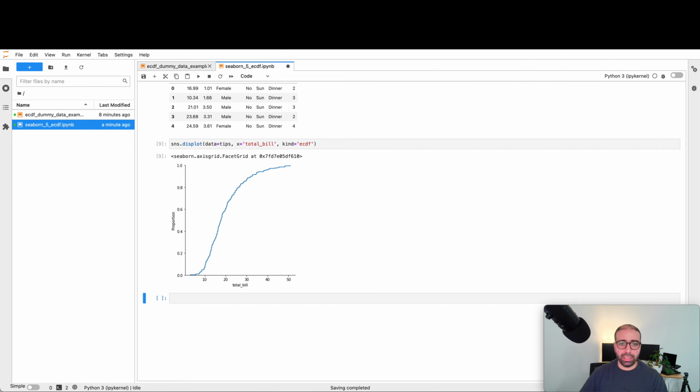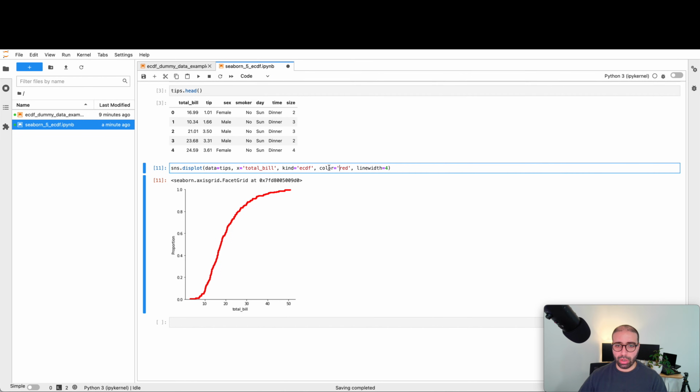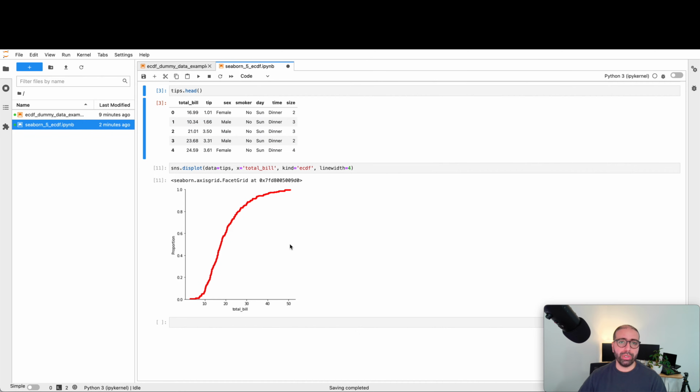Moving it back to ECDF, what are the things that I can change? Well, I can change the color to red if I wanted to. I can change the line width to 4 if I wanted to. Let's get rid of the color. I want to make different colors for different classes. I know that I have categories of sex, so male and female. I can make one for males and one for females, and I can make one for smokers and non-smokers.